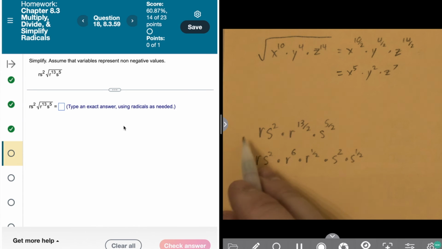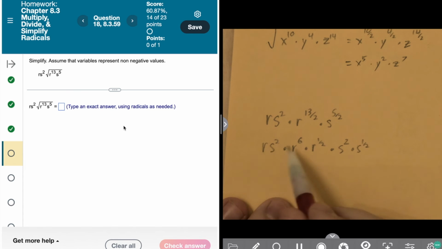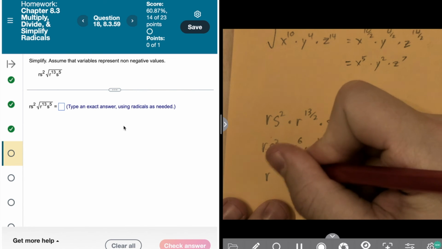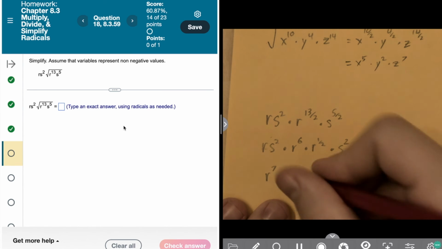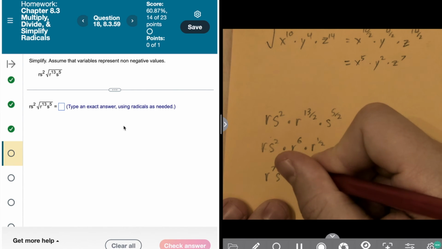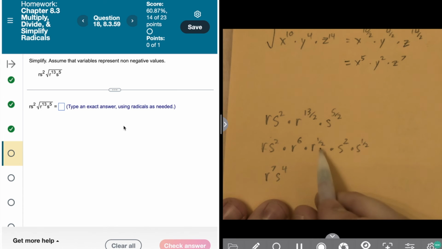So how can I clean this up now? They also want me to use radicals as needed, so in other words, they don't want these fractional exponents. Well, here's how I can clean this up. I now have some whole number exponent r's: an r to the power of 1 and an r to the power of 6. Because we're multiplying, those exponents are adding, and we've got an r to the power of 7. For the s's, there's an s squared and an s squared, and again, we're adding those because those bases are multiplying.